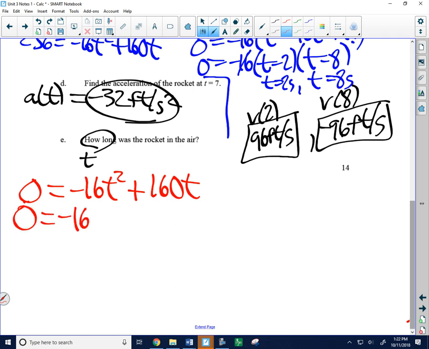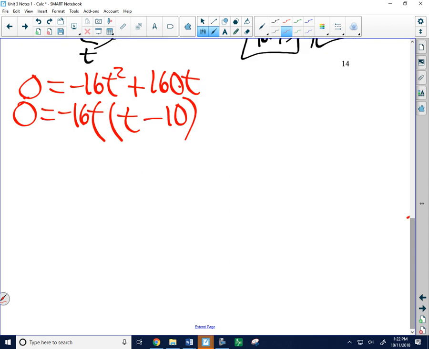Factor out a negative 16t. And we'll be left with t on the first one. Divide this one by negative 16t, and we'll have negative 10. This is a t. Okay, so then this one right here will give us 10. 10 seconds. And this one right here, this is the one you were saying will give us 0.